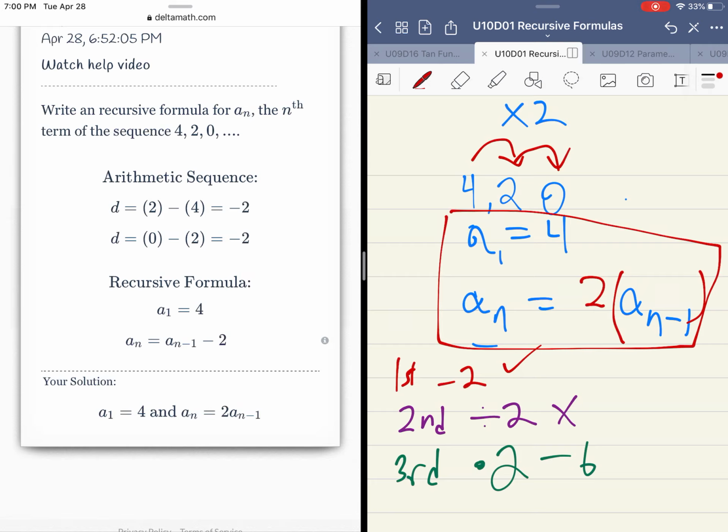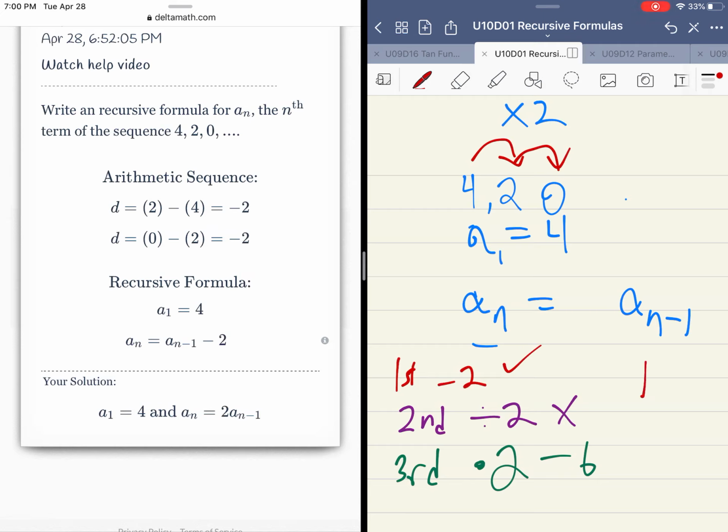Whoops, the rule is minus 2. I wrote times 2. So you've got to look out for errors. I kept talking about what the different rules were, and then I wrote the wrong rule. So the rule wasn't times 2, the rule was minus 2. So we have to write an expression that would imply we start at our previous term, which is a sub n minus 1, and then subtract 2.